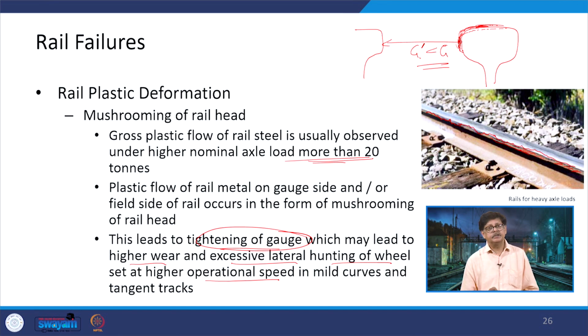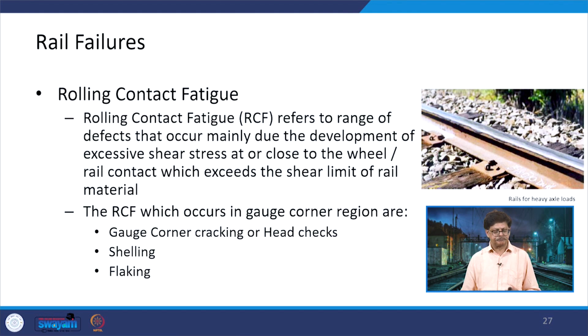And because this tightening of the gauge has happened, if on top of it there is a wheel which is moving like this, now the clearance which was available to the wheel to move in the lateral direction has reduced, and because of that there will be excessive lateral hunting of that wheel on the gauge side of the track. These things may further increase in the case of the curves or in the case of the tangent tracks. So, this is a problem.